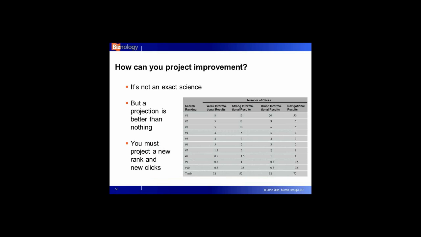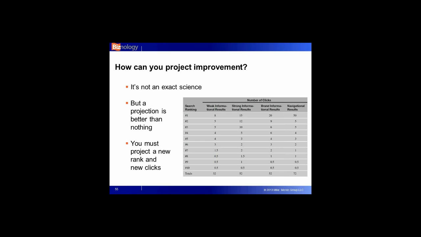Then you want to project improvement. Now, this isn't an exact science, but what you can look at is how many clicks come for different search rankings for different kinds of searches. So if you have searches that are informational searches rather than searches that are brand searches, you're going to get fewer clicks because the clicks will be more spread out on the page. But if for your brand you're not even getting strong click-throughs, then what you need to figure out is how you can move up in the rankings so that you will improve your click-throughs, and then you can project a new ranking as you make your improvements in search, and a new number of clicks that will come in.